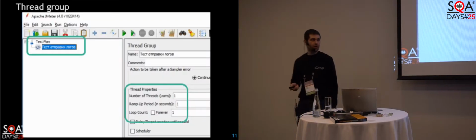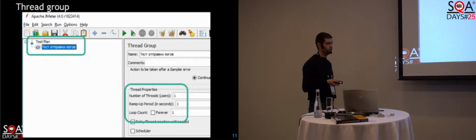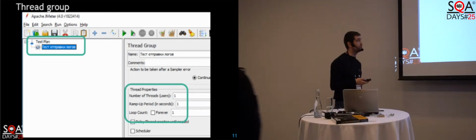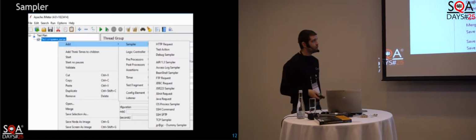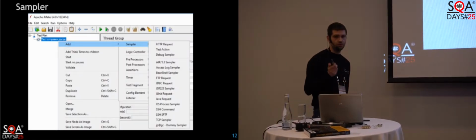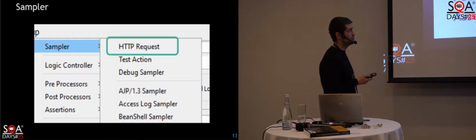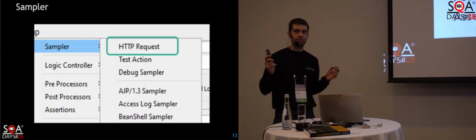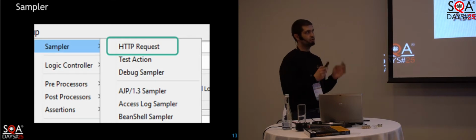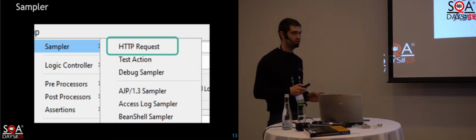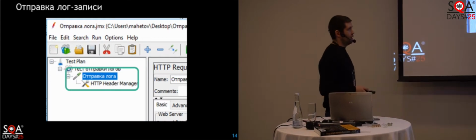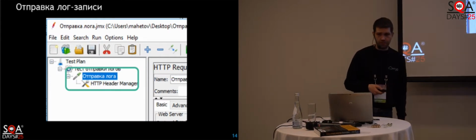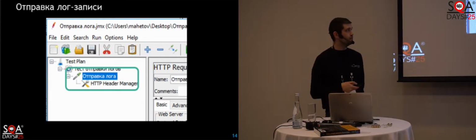At the first stage, we add a thread group, since it's not a load test. We just put one everywhere. At the second stage, we add a sampler. See how many samplers we have. HTTP request is the most popular one. I cannot be sure, but I think this is the most popular request.